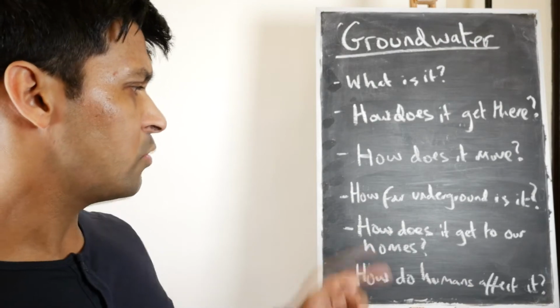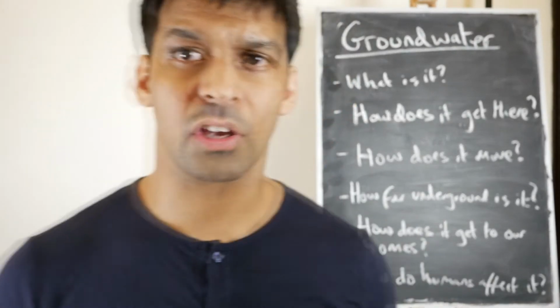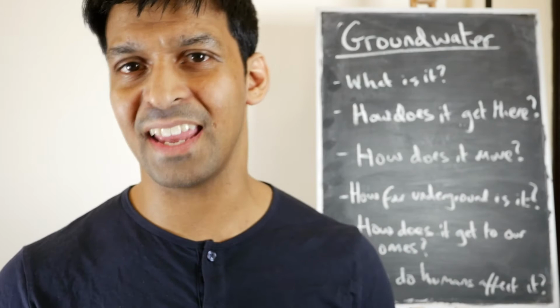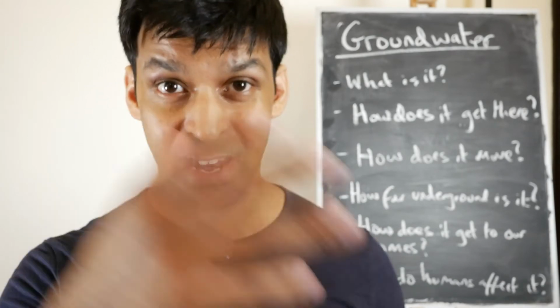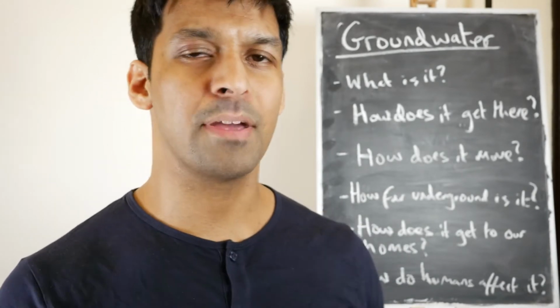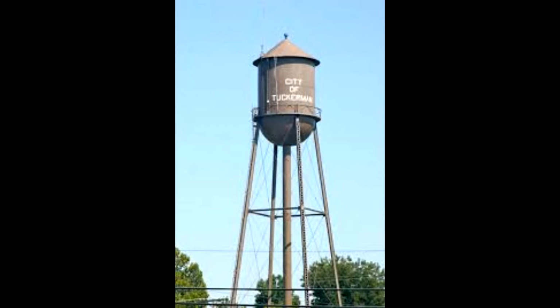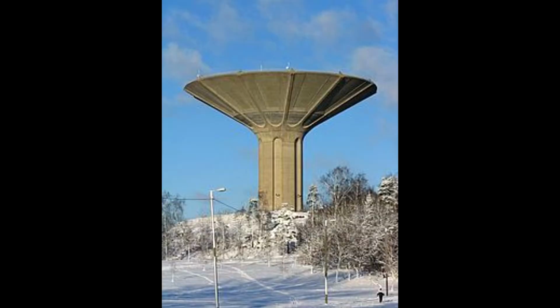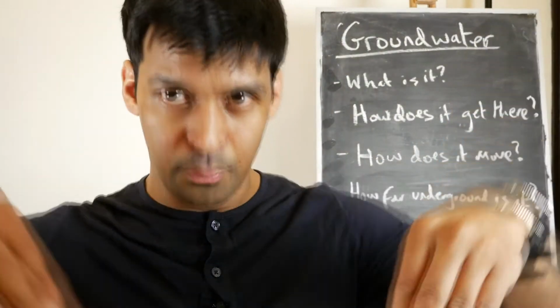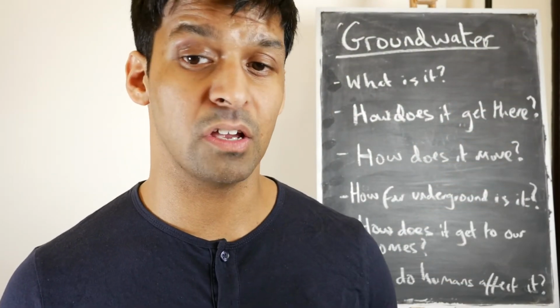Okay? How does it get to our home? So what happens with groundwater is it is extracted, so you can make a well, and you can pump it to what's called a water tower. And then from the water tower, it gets distributed to all the homes. Usually water towers are placed very high, so on top of hills and things, so you let gravity pull it downwards into people's homes.